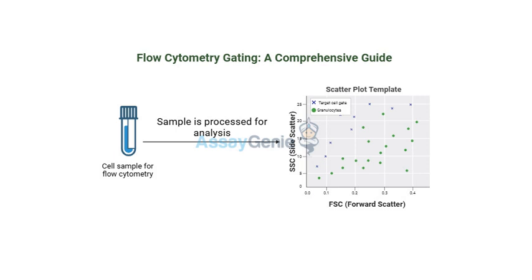Now, compensation might sound complicated, but most flow cytometers have software that does it for us. Phew. That's good to hear. I thought we'd need like a physics degree. No, it's not that bad. Basically, we run single stain controls for each color.